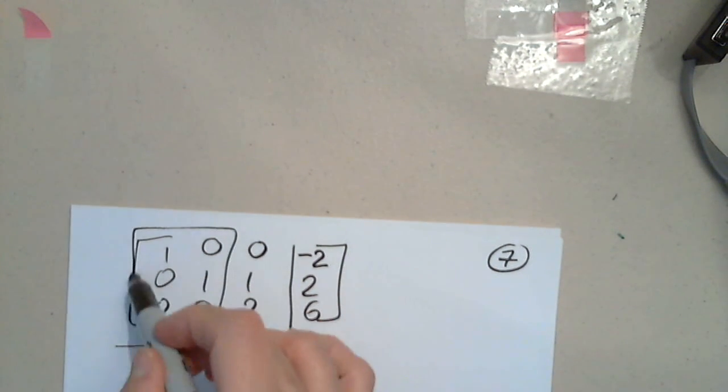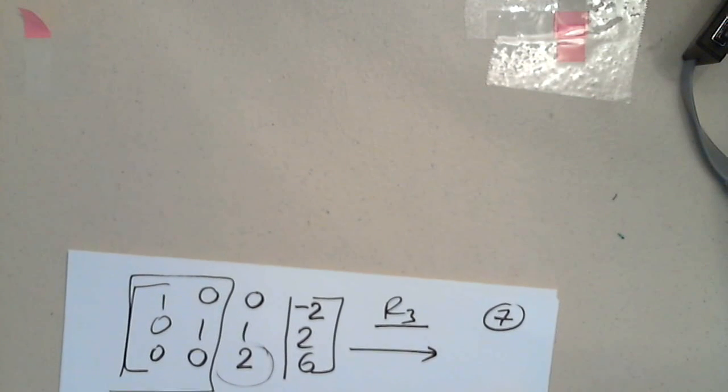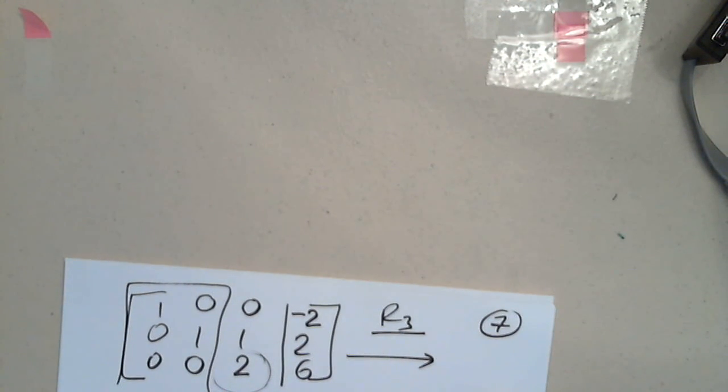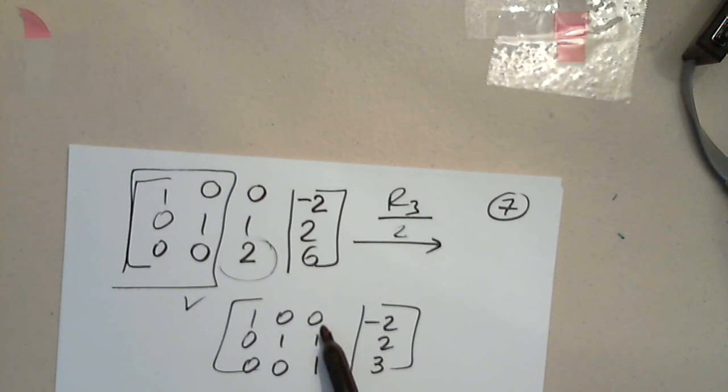All this is done. Now our focus is here. Row 3, divided both sides by? 2. By 2. So then 1, 0, 0, -2; 0, 1, 1, 2; 0, 0, 2 divided by 2 is 1, 6 divided by 2 is 3. Good. This is the only and final concern. Everything else is done. I just need a 0 here.